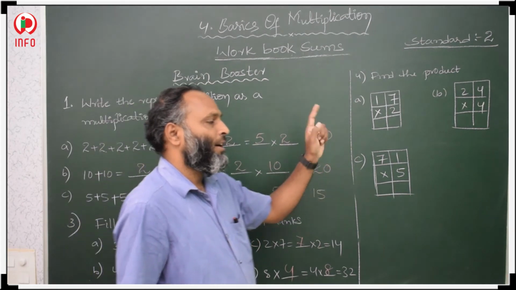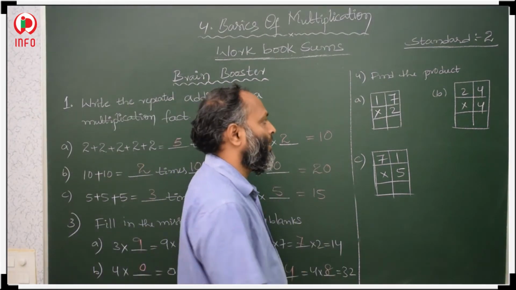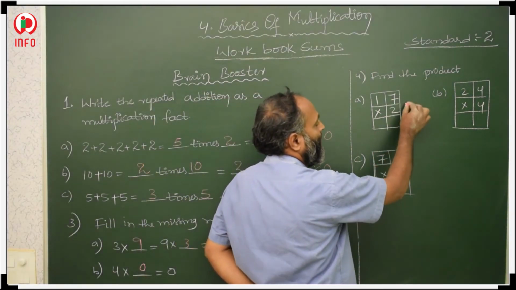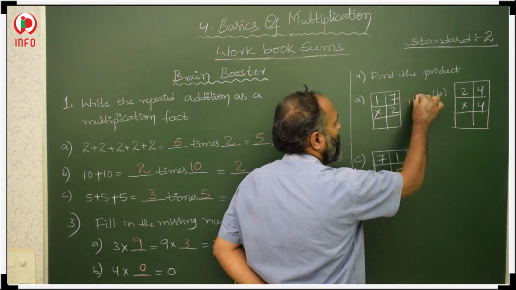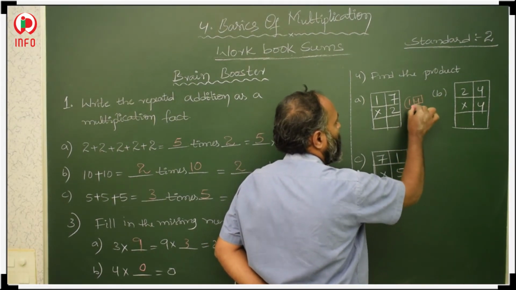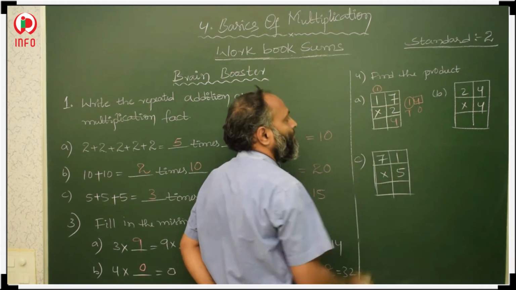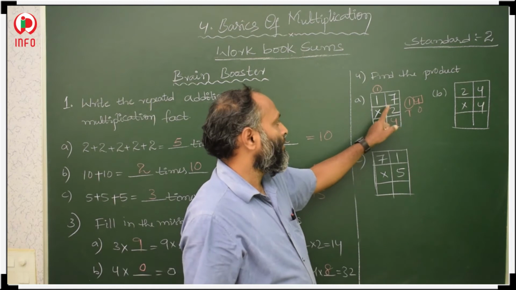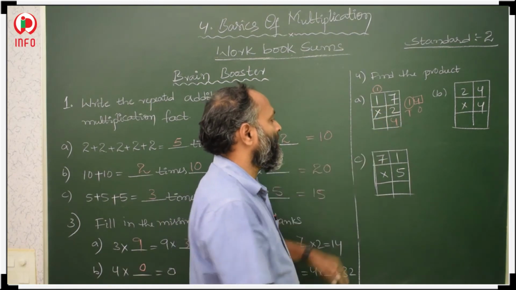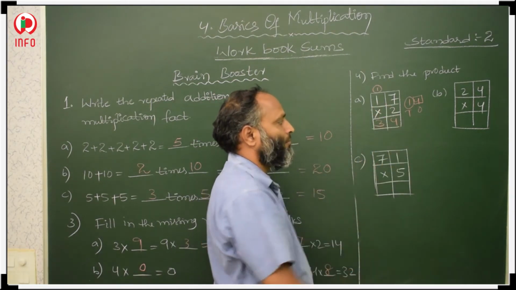Fourth bit, find the product. Then how to find the product here? 2 7s are 14. In 14, this is ones, this is tens. In ones place we write 4, in tens we carry 1. Again 2 1s are 2, 2 plus 1 is 3, so 34.